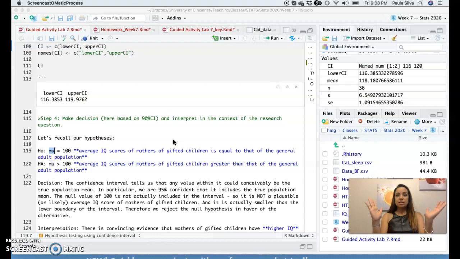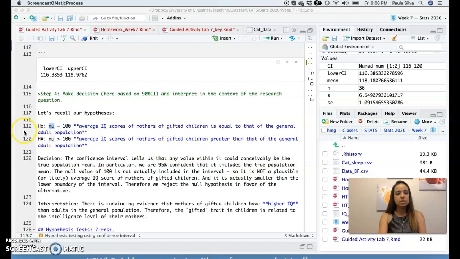So we decided that we can, with 90% confidence, say that the average IQ of mothers of kids that have the gifted trait is somewhere between 116 and 120. Now let's make a decision about the hypothesis and interpret in the context of the research question.